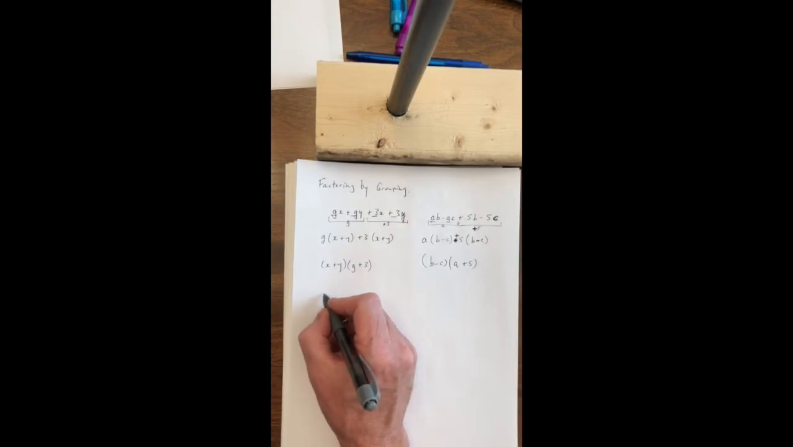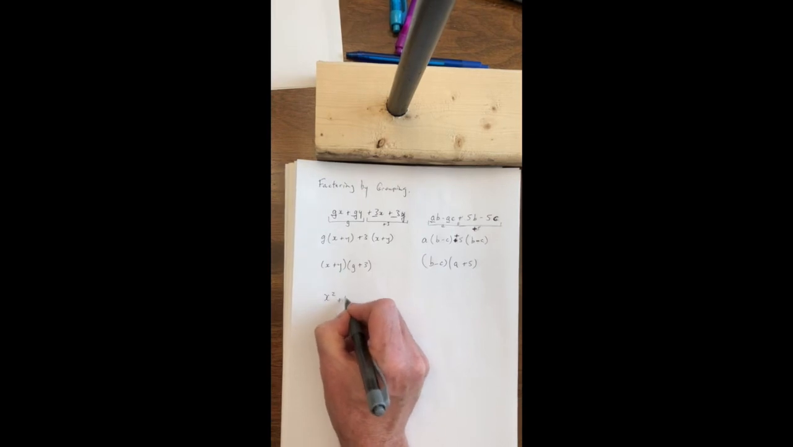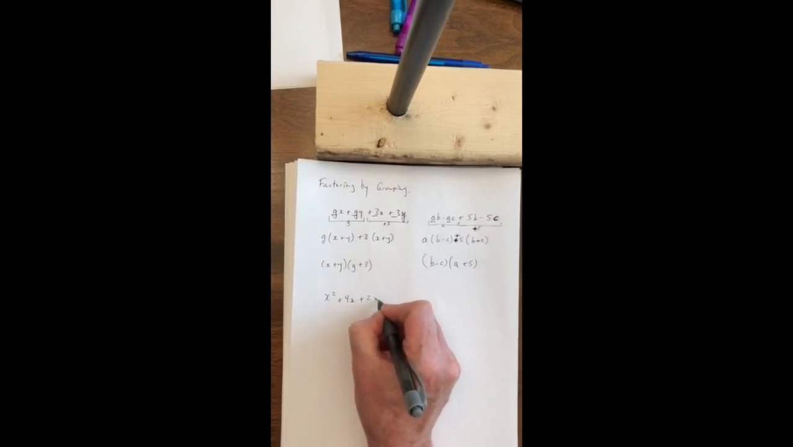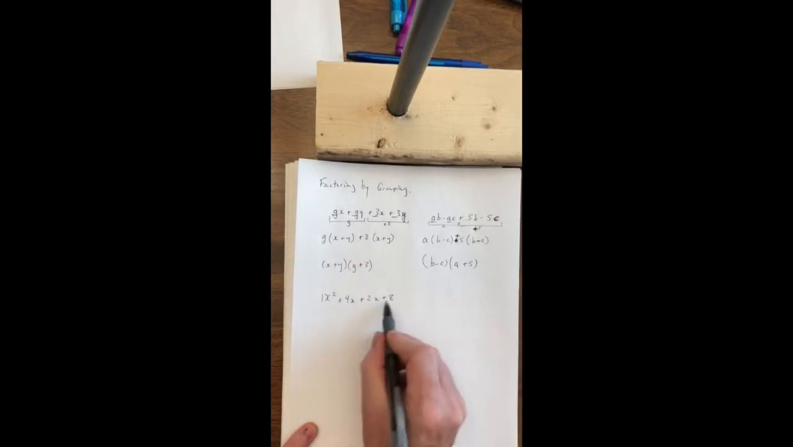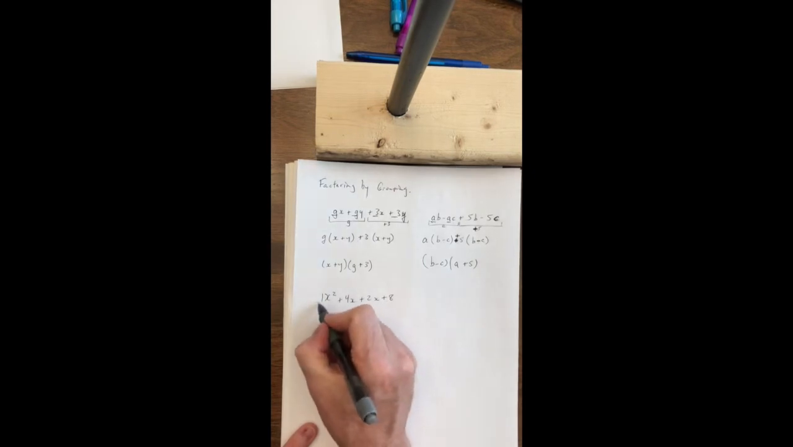Let's do another example. x squared plus 4x plus 2x plus 8. 4 terms and nothing in common. With our coefficients, we have nothing in common, and we don't have x in all the terms because there's no x in our last term. So we're going to use grouping here.